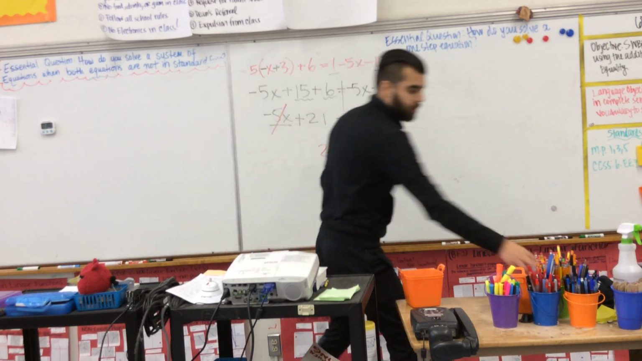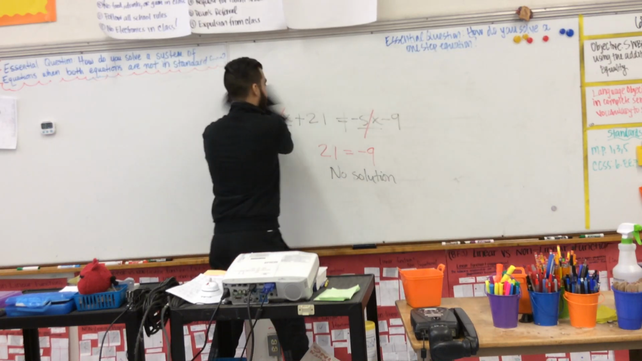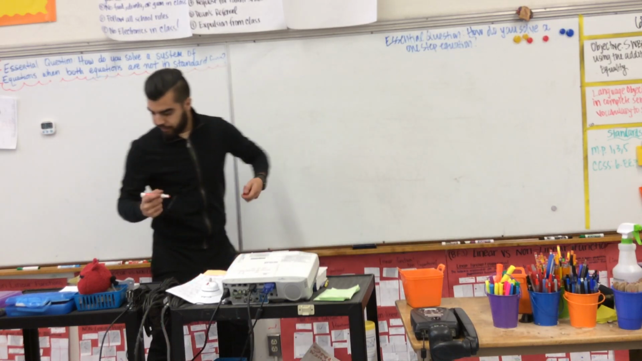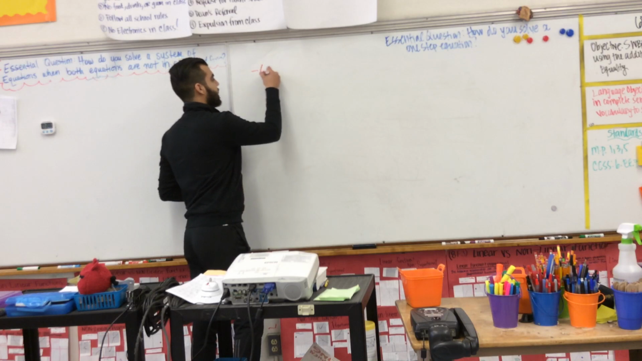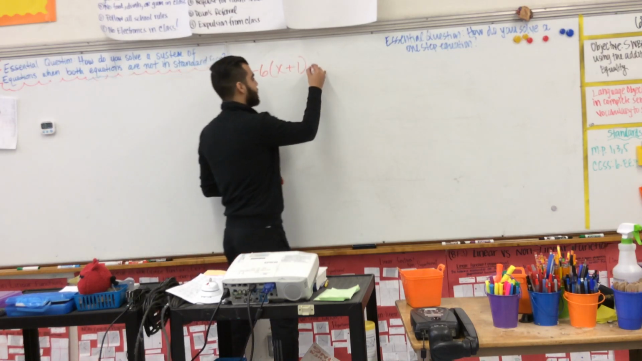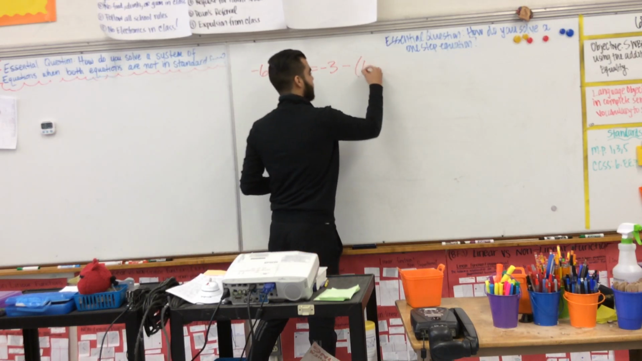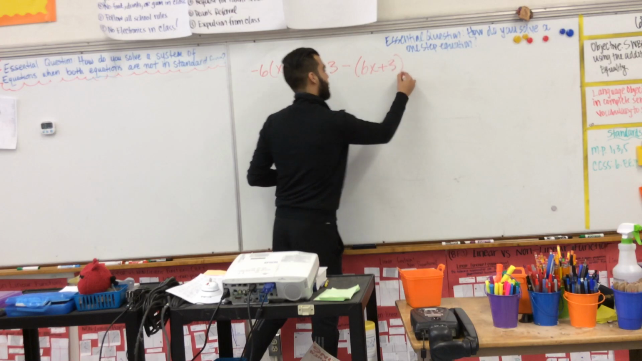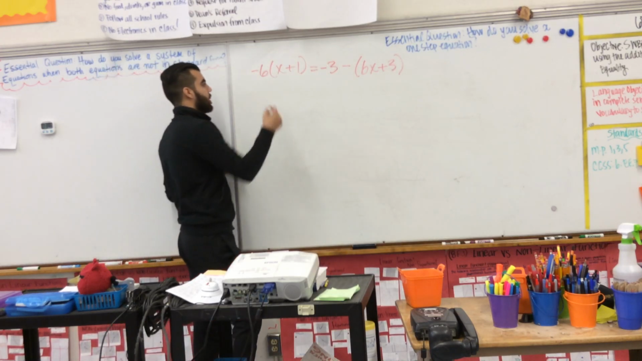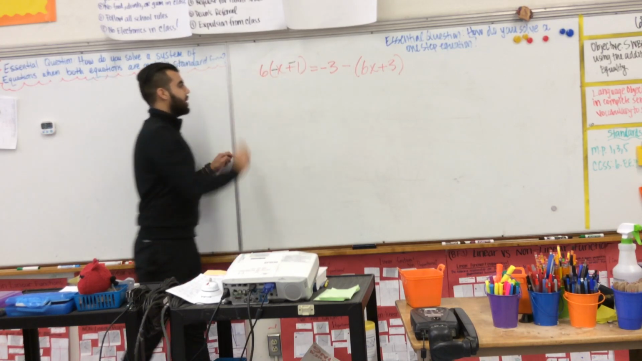Let's go on to the next one. Let's try number 6. We have negative 6x plus 1 equals negative 3 minus 6x plus 3. Okay, parentheses, so I gotta distribute. Negative, this makes this a negative, and this a negative. We get rid of that guy.